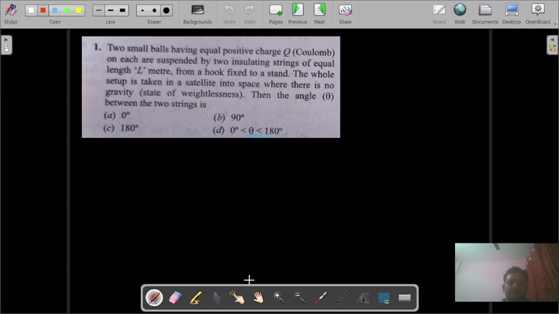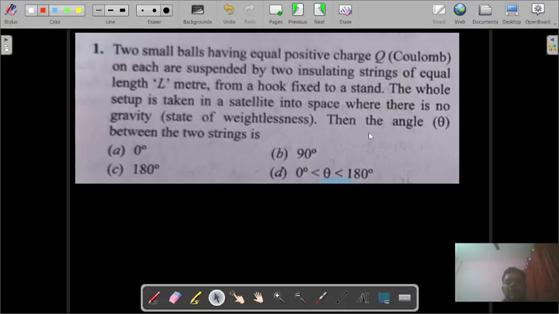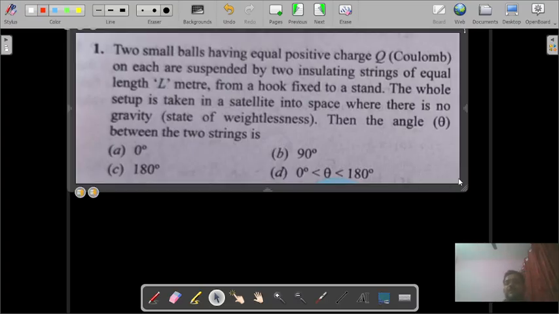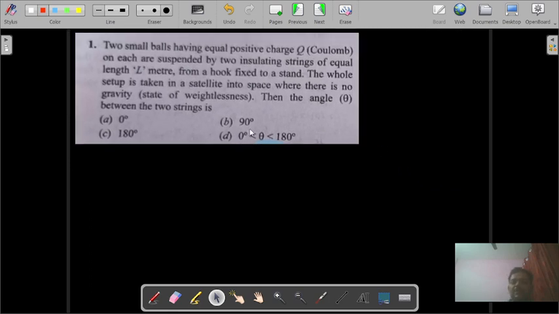So now you have two balls, two small balls having equal positive charge Q Coulomb on each, suspended by two insulating strings of equal length L meter from a hook fixed to a stand. The whole setup is taken in a satellite into space where there is no gravity. Then the angle theta between the two strings is. So you have two small balls having equal positive charges Q on each, separated by insulating strings.